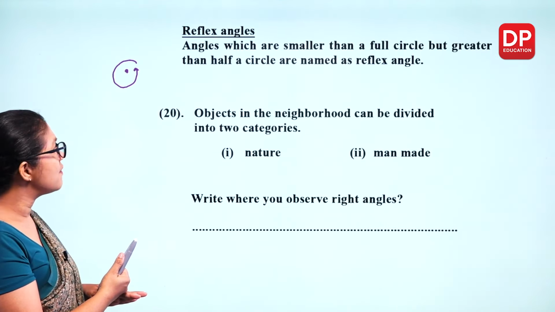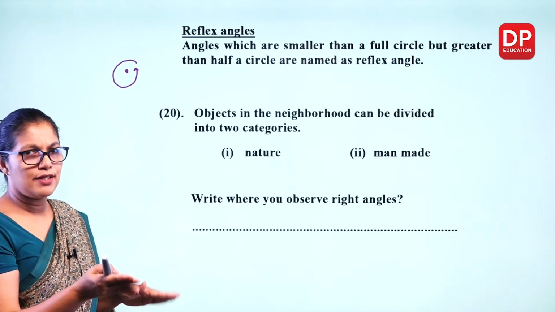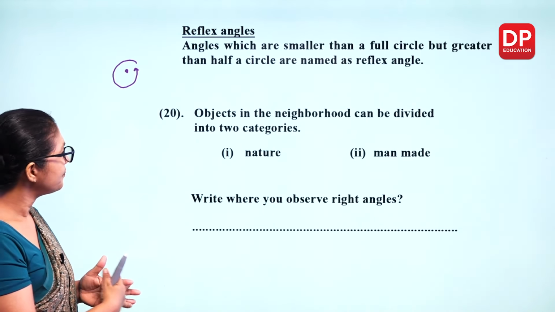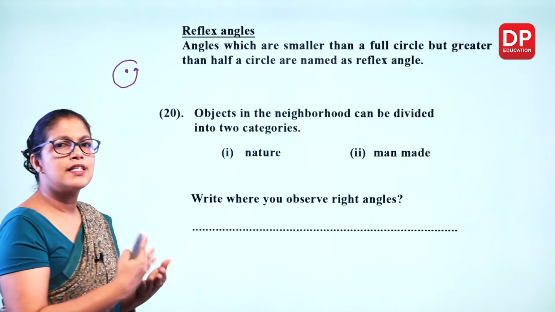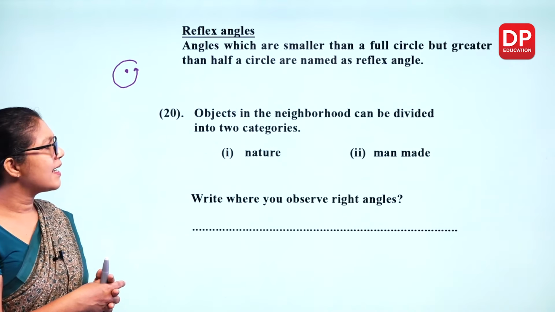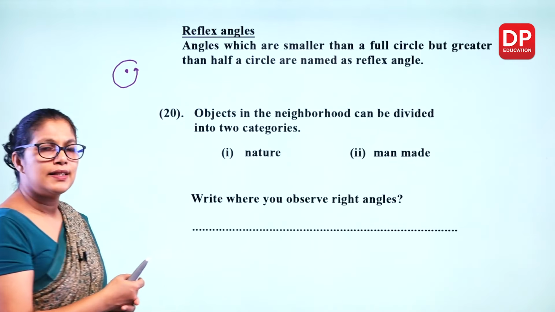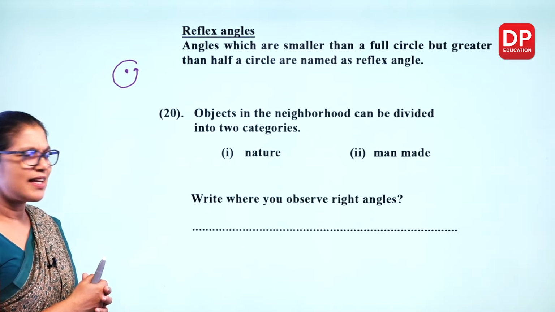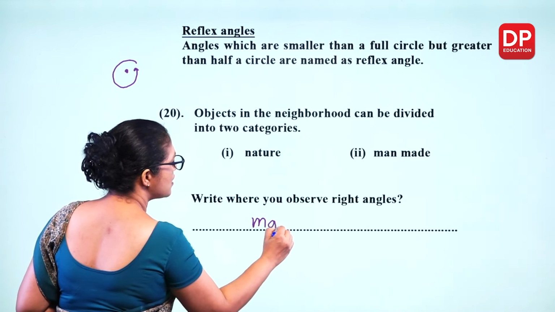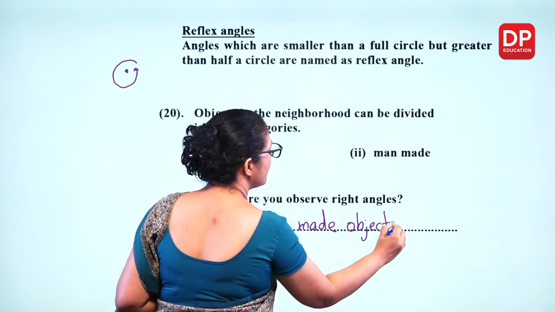Objects in the neighborhood can be divided into two categories: nature and man-made. So nature: trees, bushes, flowers, all these are nature. Man-made: books, tables, windows, chairs. So where you observe right angles, most of the man-made objects we see have right angles, not in nature. So in man-made objects you see right angles.